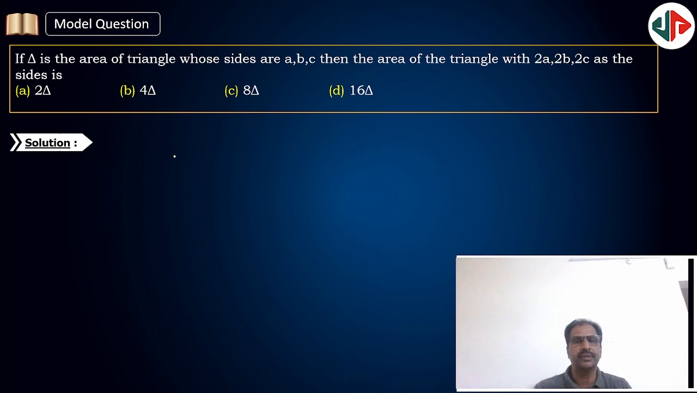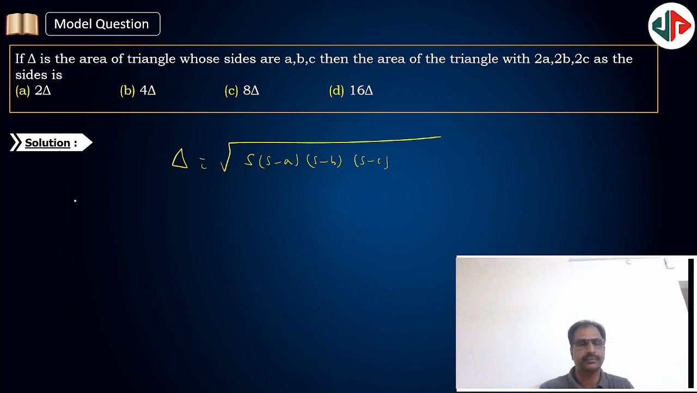Delta is the area of the triangle whose sides are a, b, c. So what is delta? By Heron's formula, delta is the square root of s into (s minus a) into (s minus b) into (s minus c). Now the question is, what is the area of the triangle whose sides are 2a, 2b, 2c?